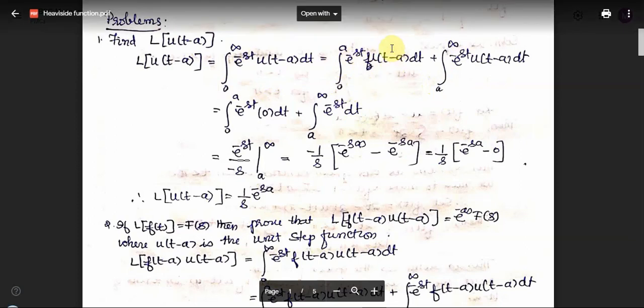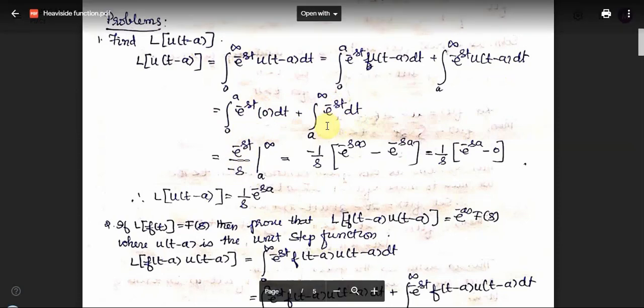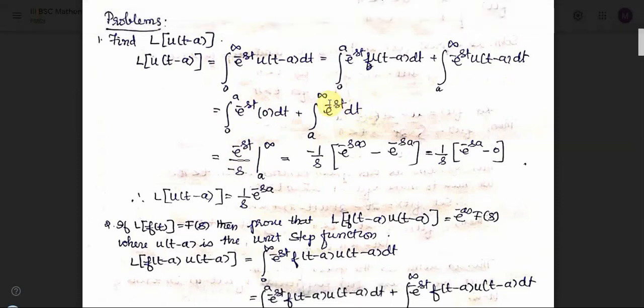From 0 to a, we integrate the same function, plus the integral from a to infinity of the same function. From 0 to a, the function is defined to be 0, and from a to infinity, the function is 1. Therefore, the first integral becomes 0. The integration of the second one, e power minus st, becomes e power minus st by minus s. In this integral, t is the variable of integration and s is treated as a constant. The limits are from a to infinity.